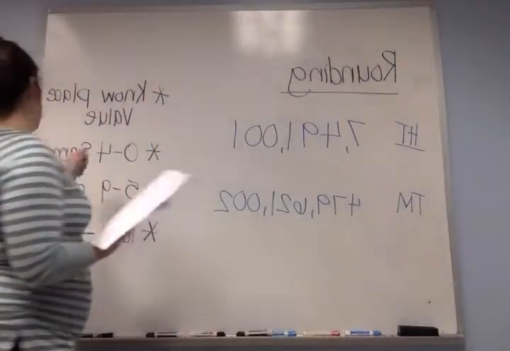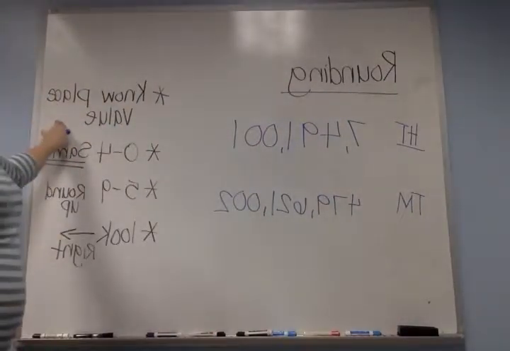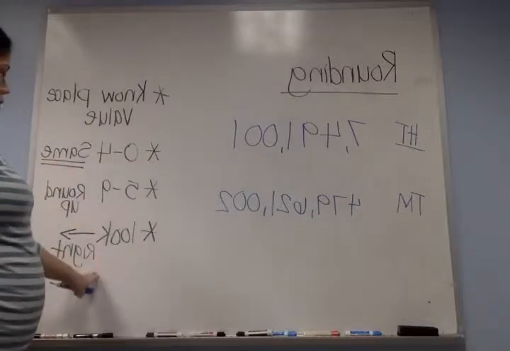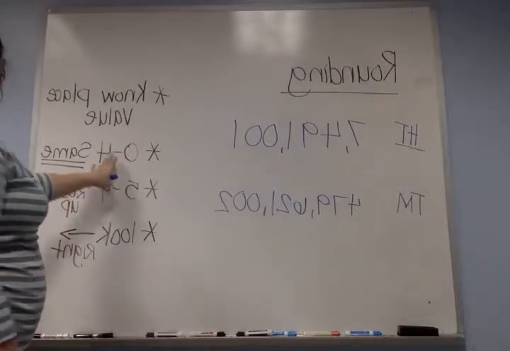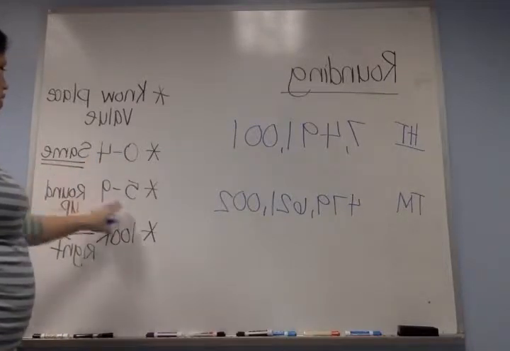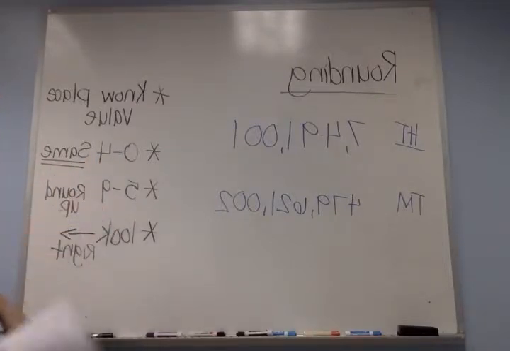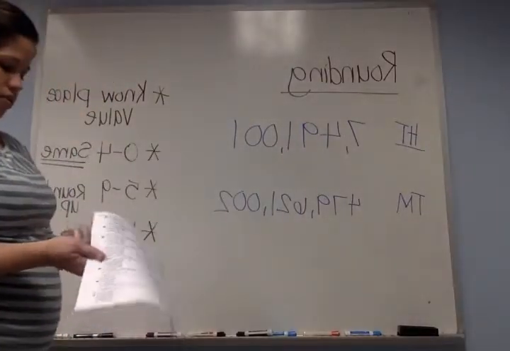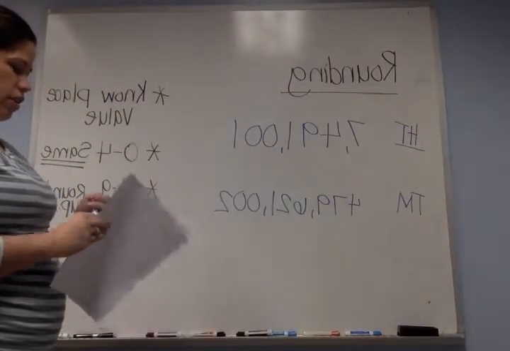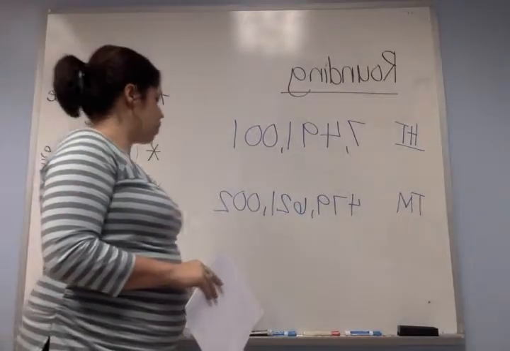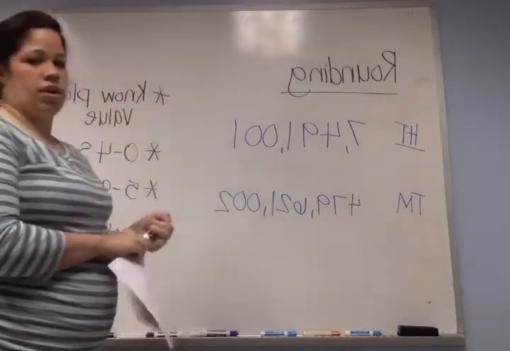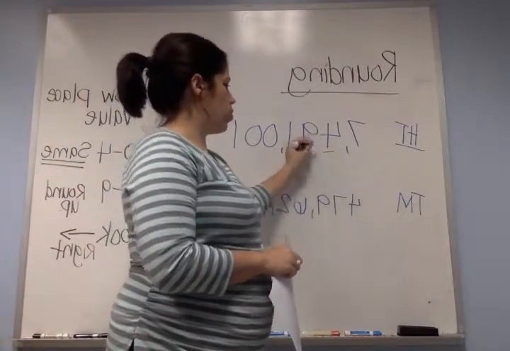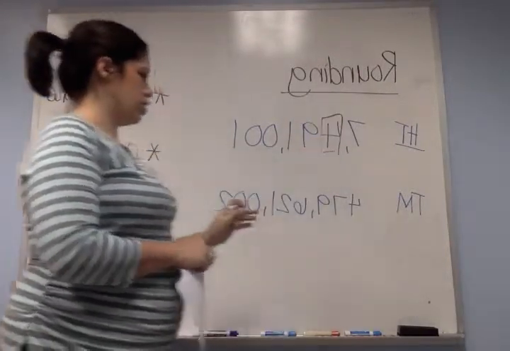While we're doing it, I want you to look. You got to know the place value. You got to look to the right. Know if the number is 0 to 4, it stays the same, 5 to 9, it rounds up. Okay, so we're looking at the 100,000s on the first one. Who has already found the 100,000 spot? All right, what number is it? Good job, it's 4. Let's put a box around it so we don't forget.